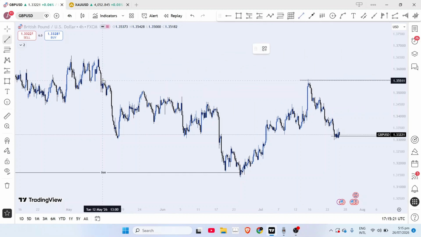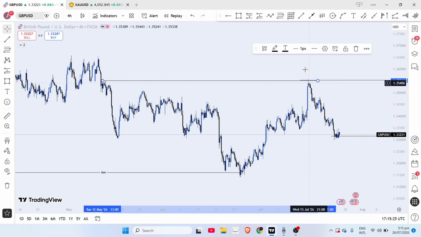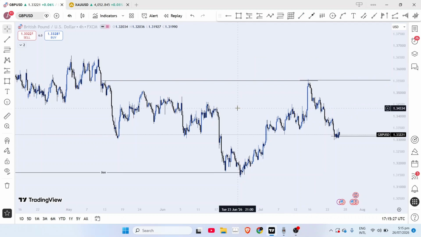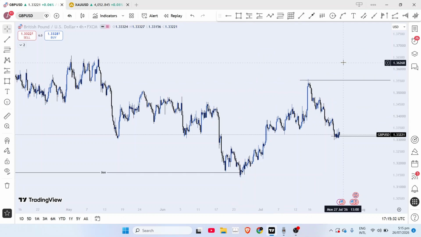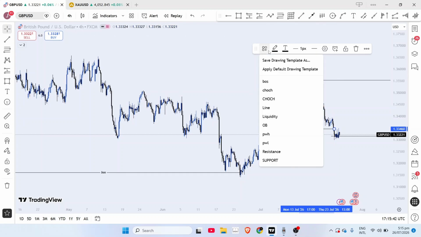If I draw a line from here, you can see that price swept the high. So price is on the bearish move, and we've had a break of structure here like this. By the way, last week a lot of people got banned on the buys on this pair.